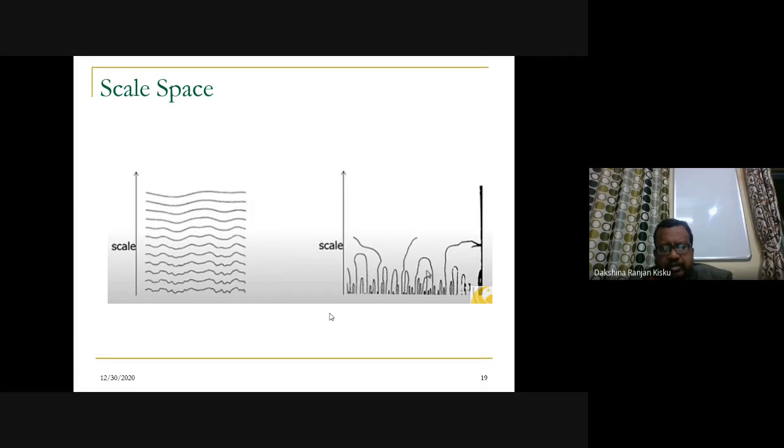Since Witkin applied this Gaussian function on a one dimensional signal, we can extend this phenomenon to two dimensional image signals also. That means for f(x,y), we can extend this application, and we can have a number of scales of the same image by applying the Gaussian smoothing filter.